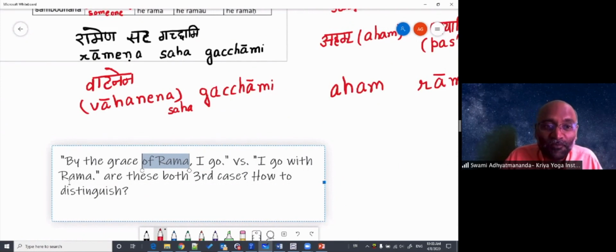Versus I go with Rama. This is very clear. Ramena saha gacchami. I go with Rama. Rama is actually in the third case, and you will use this word called saha, together, along with. So it's a good question. But please understand, when you read in English, it should become clear to you which word in Sanskrit is used in which case, because in the same sentence you will have multiple words in different cases. But if you understand the idea, then it should not be very confusing.